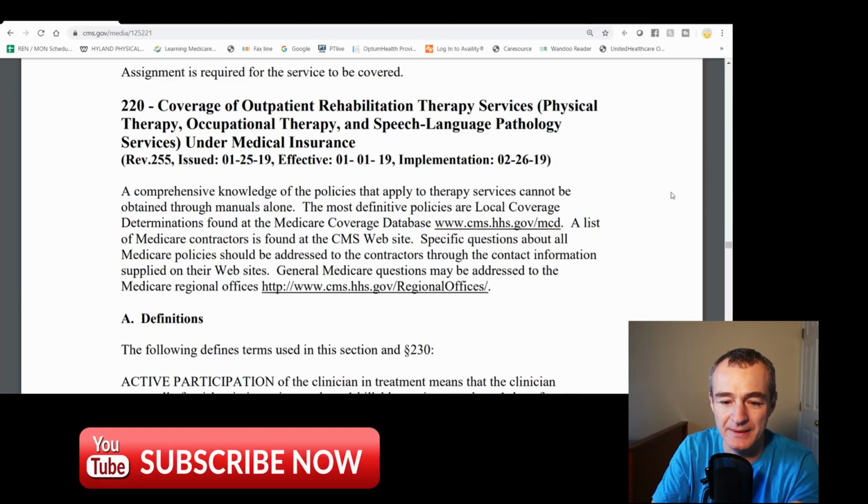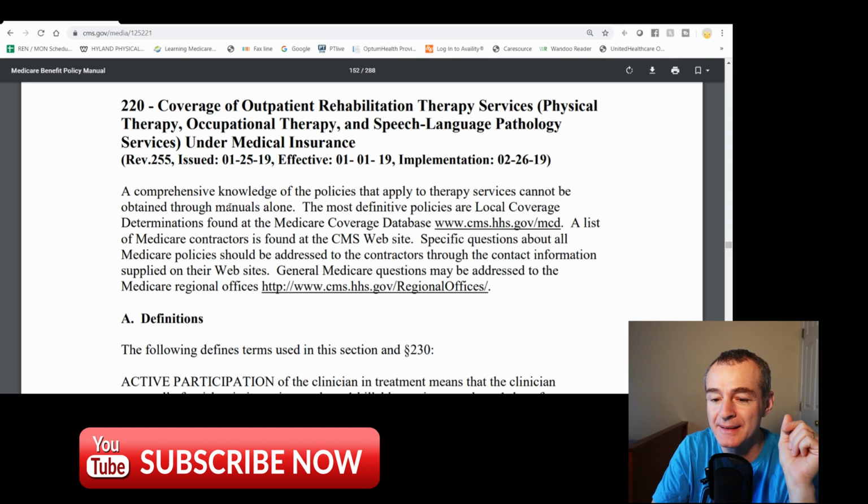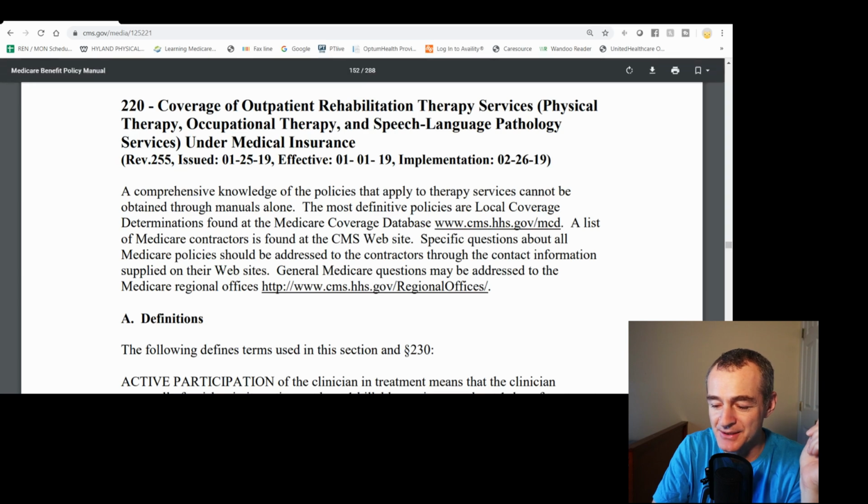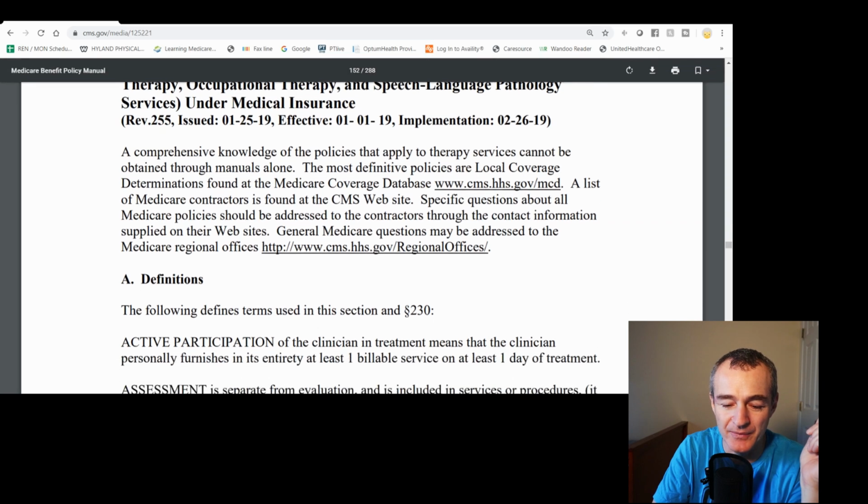I'm going to go into CMS Chapter 15. We're going to go down to Section 220 right at the very beginning. I want you to read some of the definitions with me of the terminology CMS uses, and then we're going to go into a section specifically that will identify why you cannot bill a reevaluation code when you're doing a standard progress report. So right here, we're down to Section 220. It's page 152 on the PDF. There's definitions. Now, these are actually really helpful definitions.